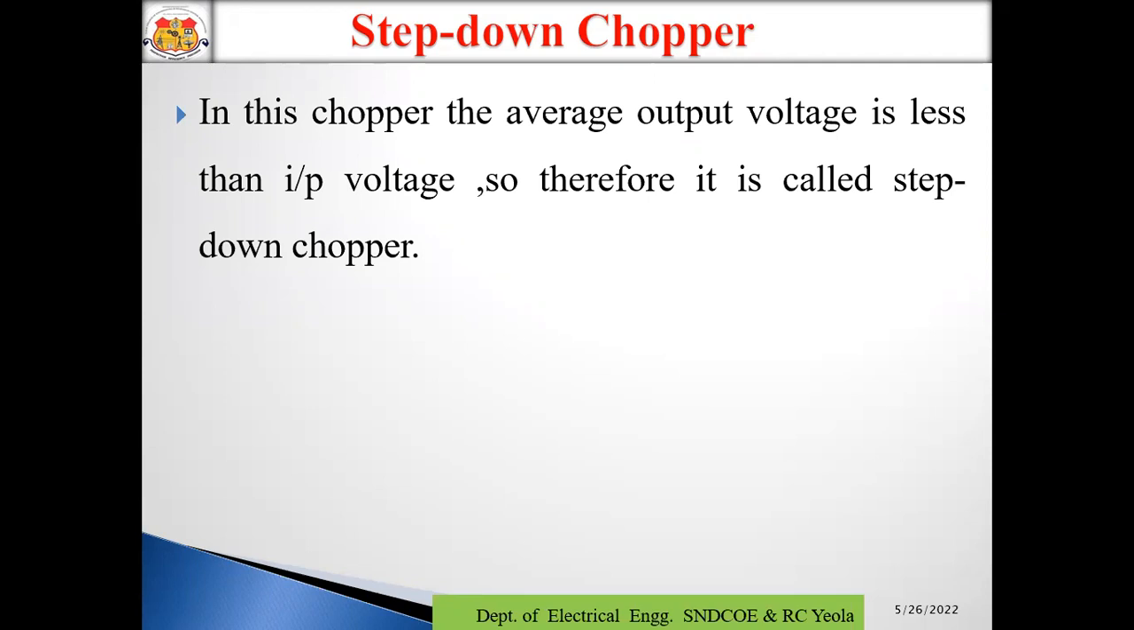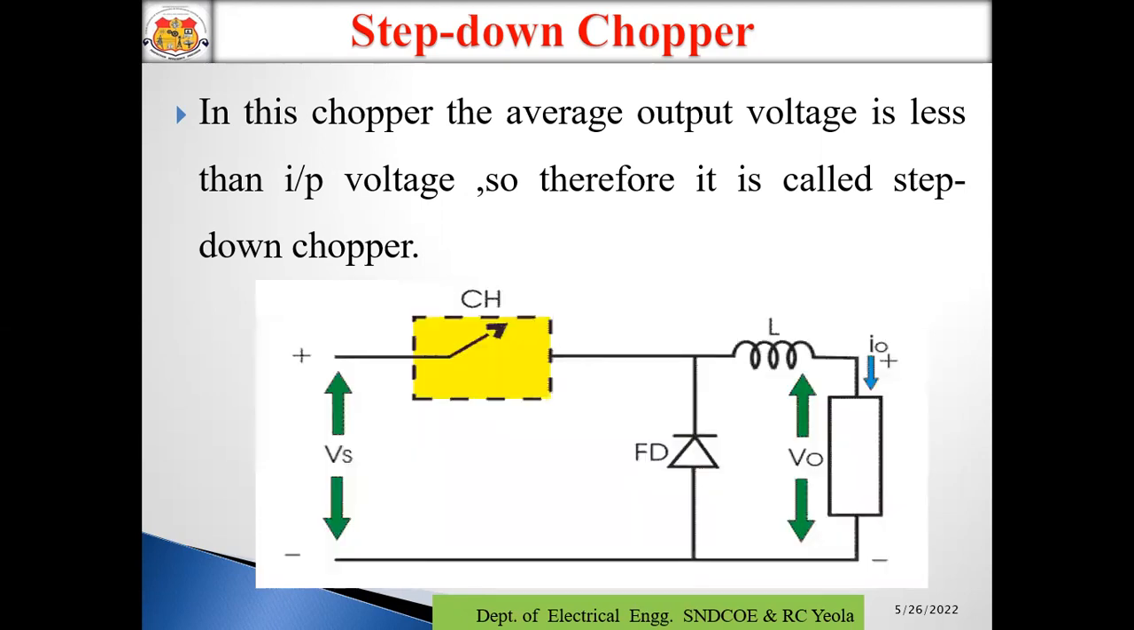Today we will discuss our new topic, which is step-down chopper. In the previous lecture, we discussed the basic function and operating principle of the chopper. Now in this lecture, we will discuss the step-down chopper. In this chopper, the average output voltage is less than the input voltage. The main function of the step-down chopper is that the average output voltage is less than the input voltage.